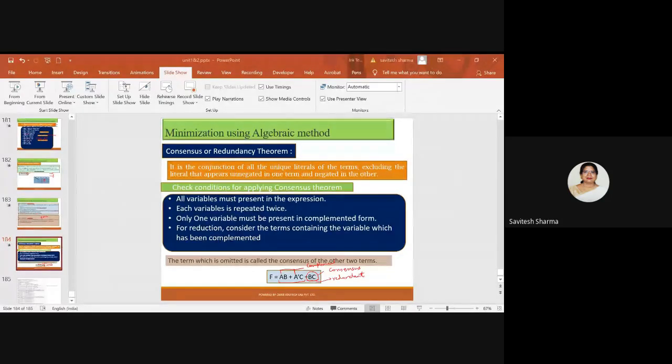And tomorrow I am going to discuss the K-map. So please complete this method today, and then we will come to another method, the K-map, tomorrow. So this will be a very interesting topic. So I hope you will like it.